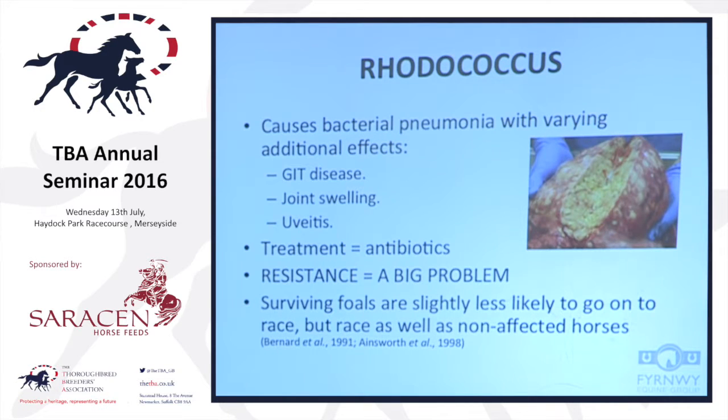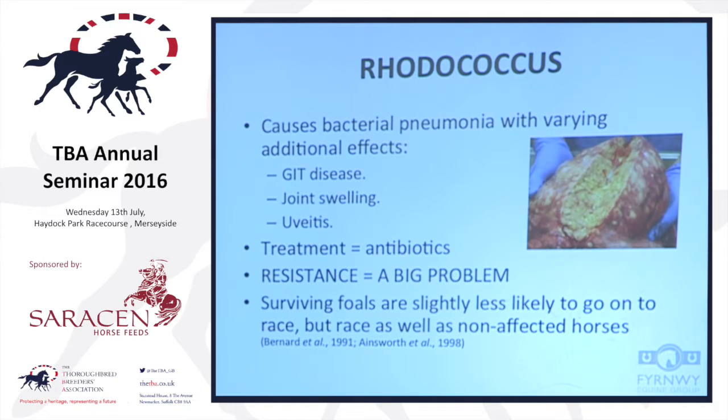Rhodococcus, again, a lot of you, unfortunately, probably quite familiar with this. Bacterial pneumonia, also gastrointestinal disease, joint swelling, uveitis as well. Not all the lungs look that bad. That was clearly a post-mortem on a foal we had in. It's amazing the foal managed to survive at all. We couldn't really find any normal lung.